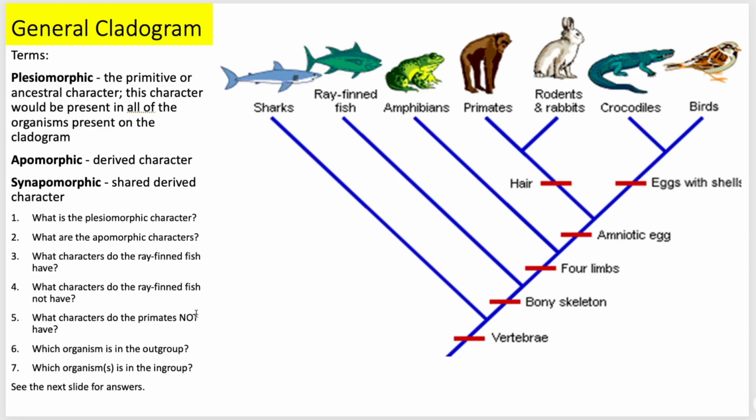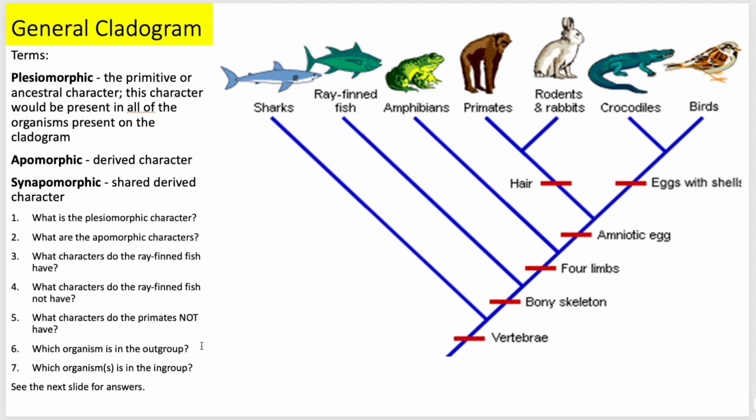What does the ray-finned fish not have? That would be anything past it, right? Four limbs, amniotic egg, etc. They come after the ray-finned fish branch, so it doesn't have any of those traits. Let's see, where are we at now? What characters do the primates not have? Again, they're going to have everything but eggs with shells because that comes after.